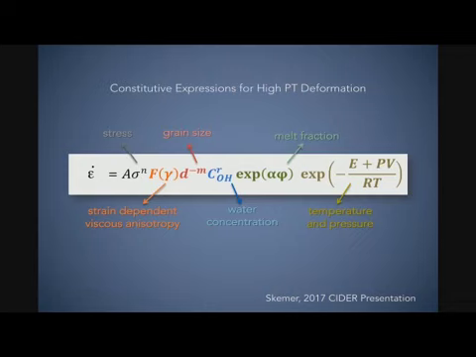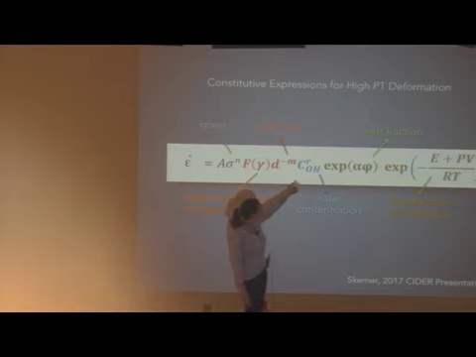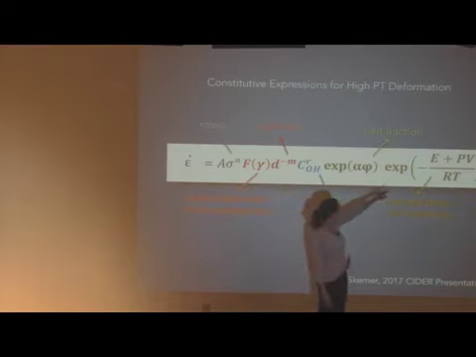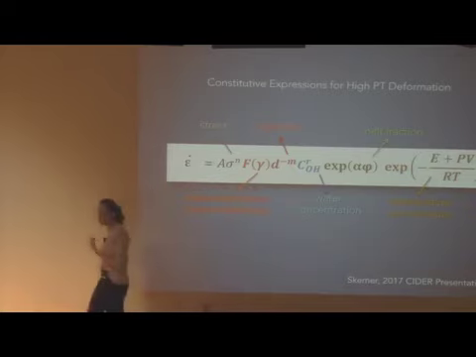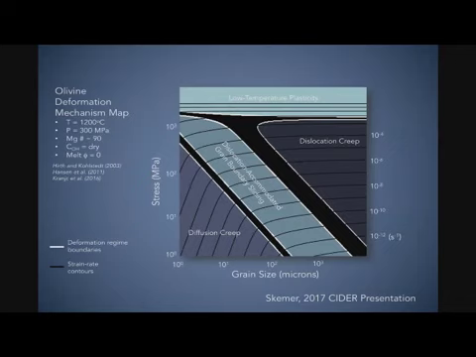So this is the strain rate related to this pre-exponential factor, the stress, the strain-dependent viscous anisotropy that we won't worry much about today, but the stress, the grain size, water if it's present, melt if it's present, and then the temperature and pressure term. So this is the one equation that keeps coming up over and over again. And through the lab experiments, we can build these deformation mechanism maps.